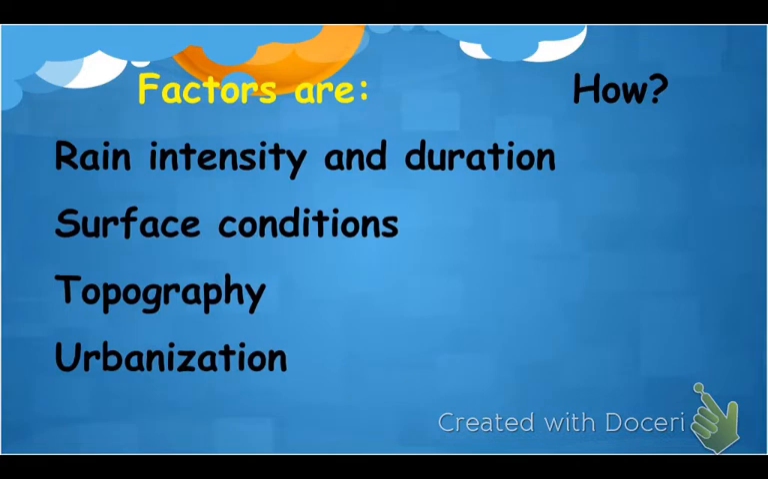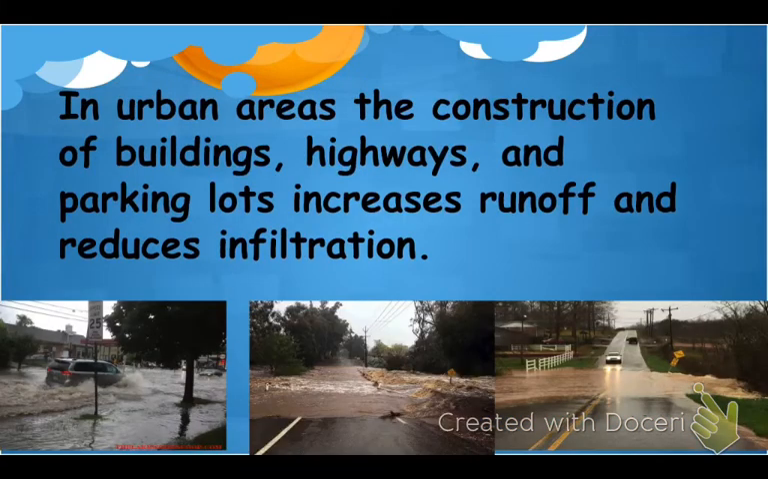Factors that are going to influence flooding: rain intensity and duration. So how hard is it raining and how long is it going to rain for? Surface conditions: do you have a lot of vegetation or dirt around that can absorb it? Topography and urbanization, just like I already explained, not only influence flash floods, but any flooding in general. In urban areas, construction of buildings, highways, and parking lots increases runoff, and it reduces infiltration.